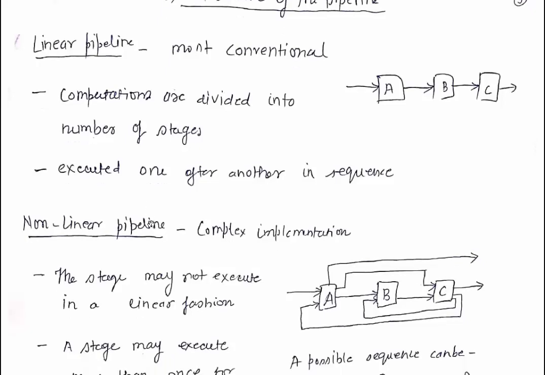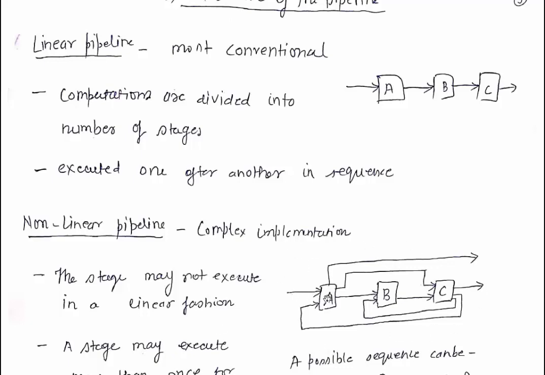Second is the non-linear pipeline. In a non-linear pipeline, conflict may occur. In the previous slide I talked about the conflict. Here the conflict may occur because you do not know where you have to feed the input. If you are feeding the input by modifying it or by not modifying it, that may create a conflict. So this is a non-linear pipeline, which has a very complex implementation.